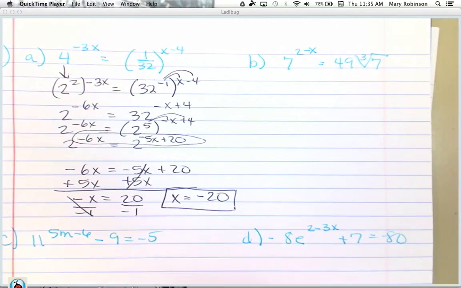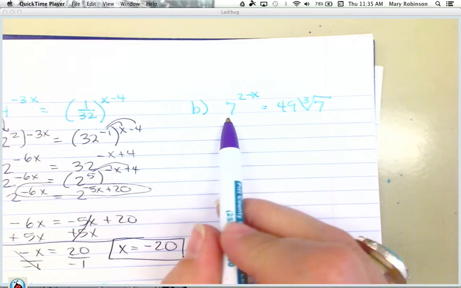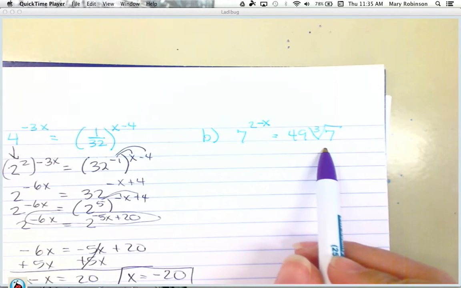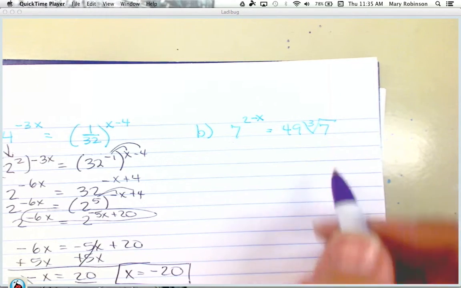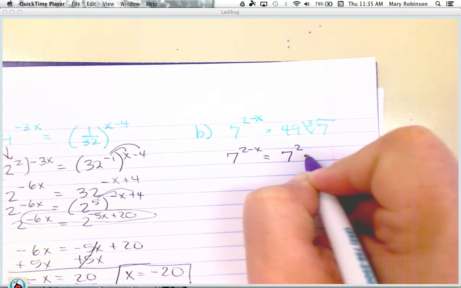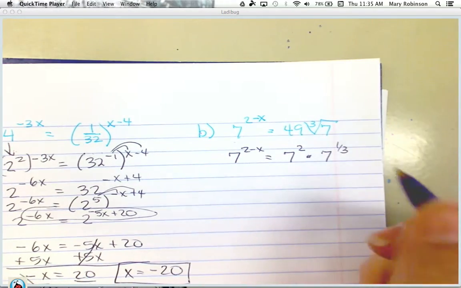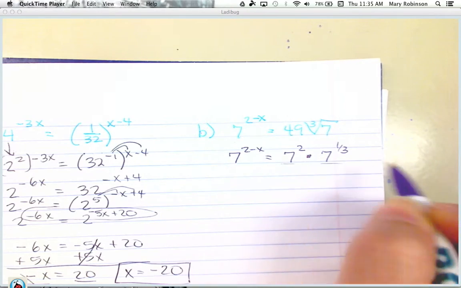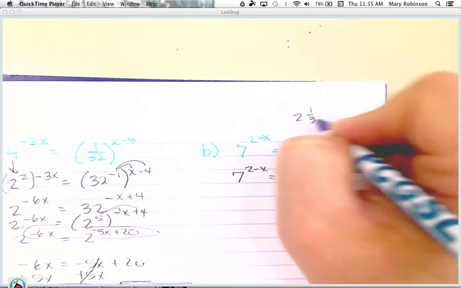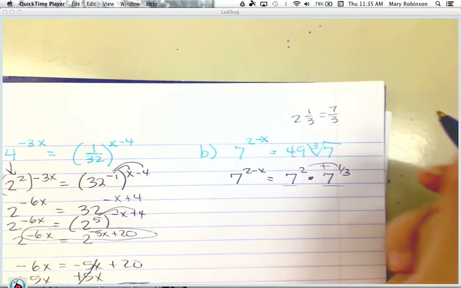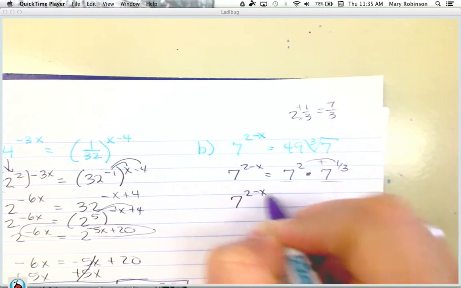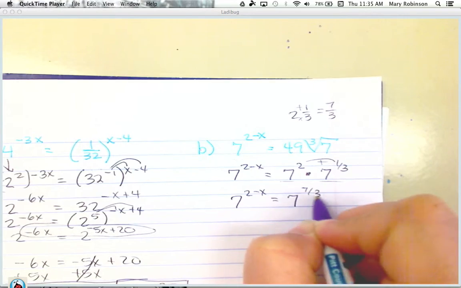For part B, we should recognize that we've got 7 on the left, and 49 can be rewritten as 7 squared, while this cube root of 7 can be written as 7 to the 1/3. So we're going to rewrite them with like bases first. We should also recognize that when multiplying like bases, you add their exponents. So if we add 2 and 1/3, that gives us 7/3 by multiplying and then adding the numerator. So we have 7 to the 2 minus x equals 7 to the 7/3 power.